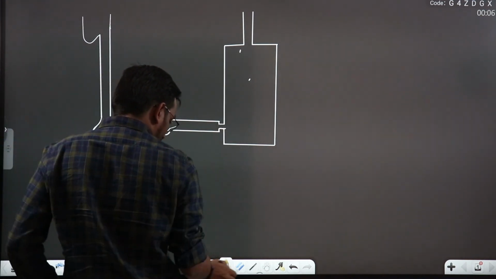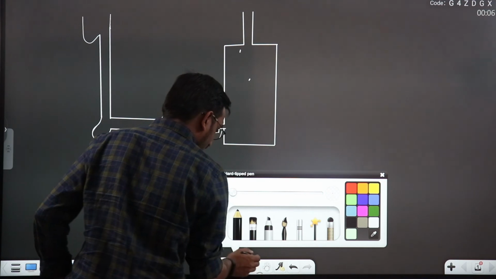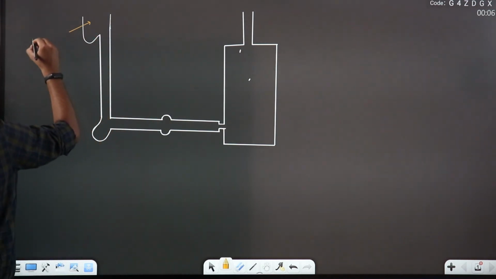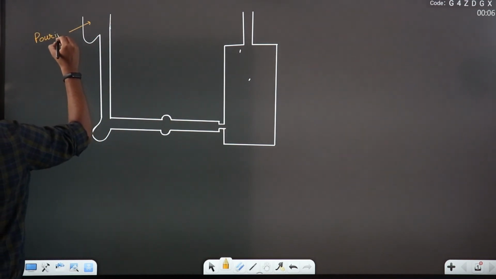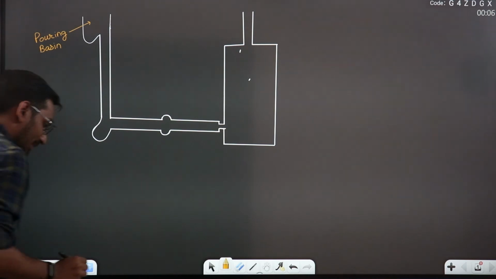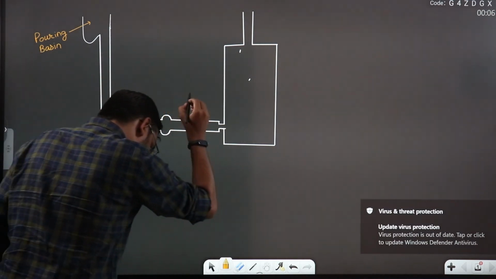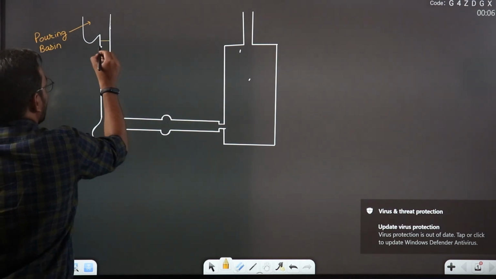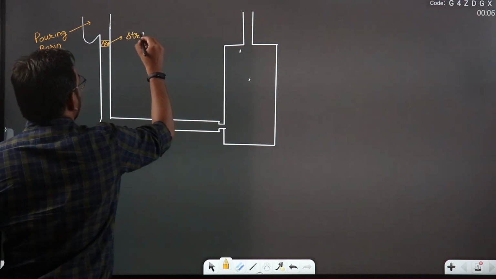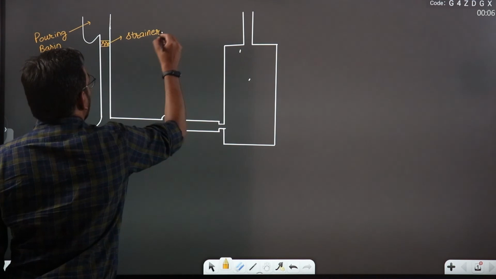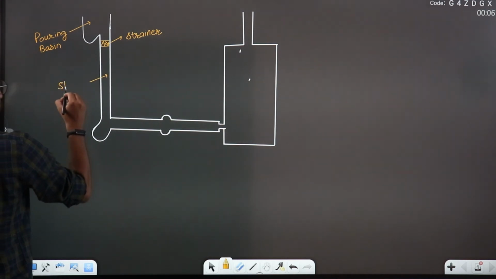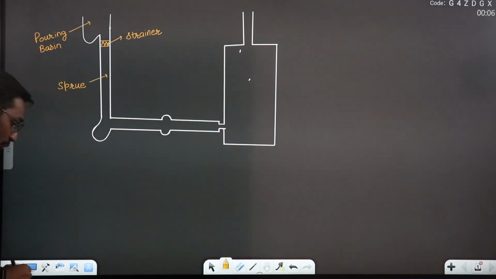If I name the various parts of this, this is your pouring basin. This is the basic elements of casting. Here we have a strainer. Some mesh type object is there, which is known as strainer, which will remove the impurities or foreign material present in the molten liquid. This is known as sprue.